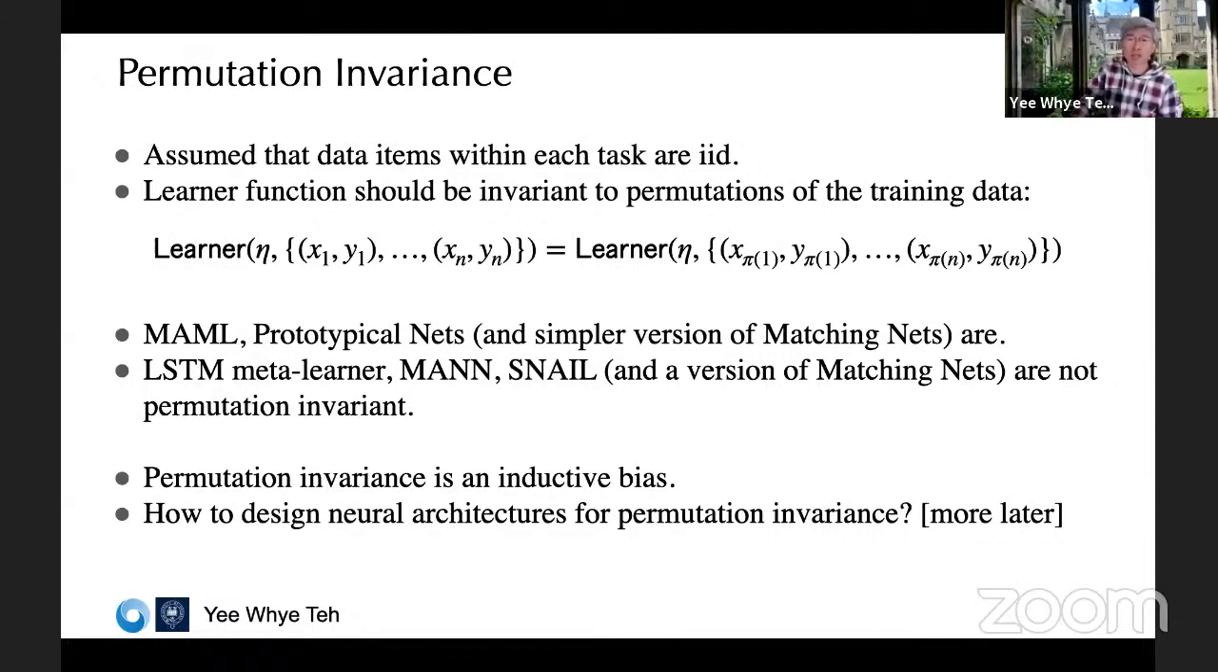neural processes and conditional neural processes, which you could think of as a black box meta-learning approach that is permutation invariant. It also has a probabilistic interpretation, so in a sense it takes on a probabilistic perspective on meta-learning.